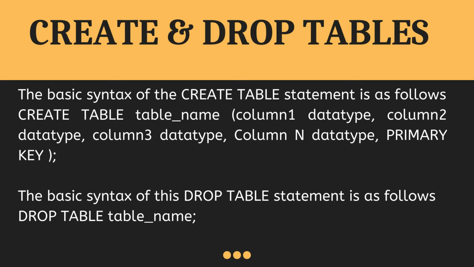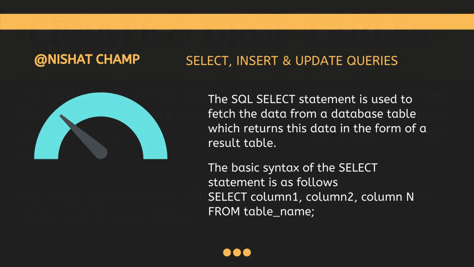Create and drop tables. The basic syntax of the create table statement is as follows: create table table_name, column 1 datatype, column 2 datatype, column 3 datatype, column n datatype, primary key of one or more columns. The basic syntax of the drop table statement is as follows: drop table table_name.